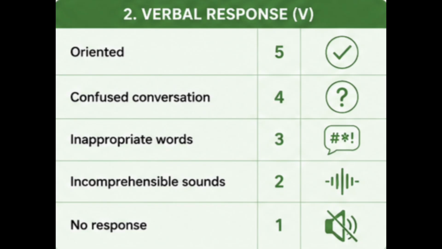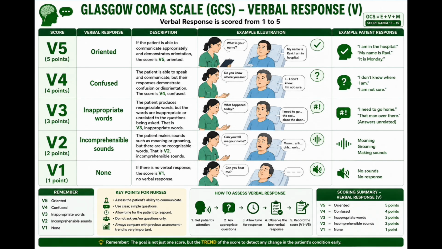Second one is verbal response or V. The second component is the verbal response, which is scored from 1 to 5. V5, oriented. If the patient is able to communicate appropriately and demonstrates orientation, the score is V5, oriented. For example, you may ask, "Can you tell me your name? Where are you? What month or year it is?" If the patient responds appropriately and demonstrates orientation, the score is V5.